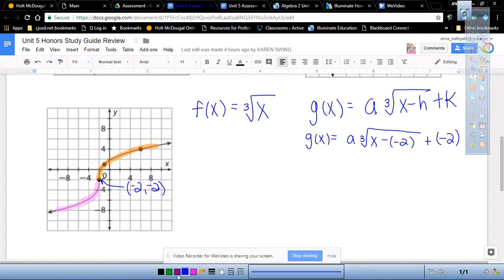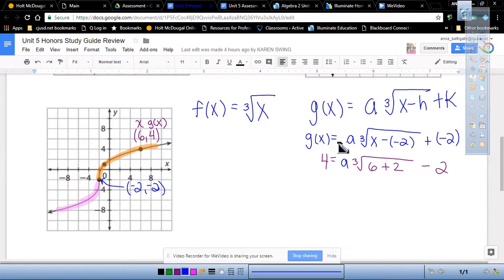Now I need to pick another point on the graph. I'm going to go ahead with this point because it's in a corner. And so this point is 6, 4. So I'm going to go with 6, 4 as my x, g of x. And so I get 4 equals a, the cubed root of 6 plus 2, all minus 2.